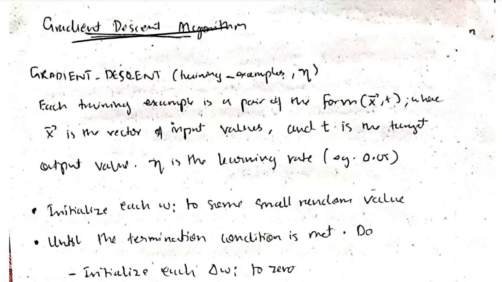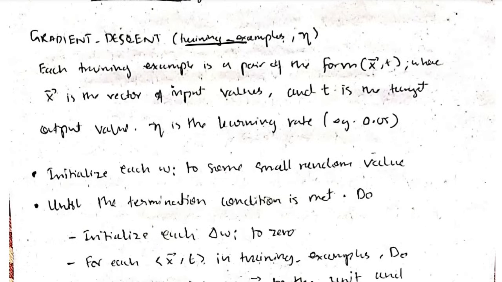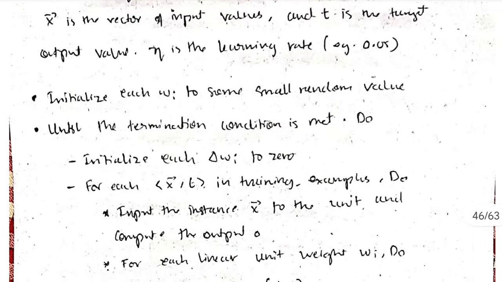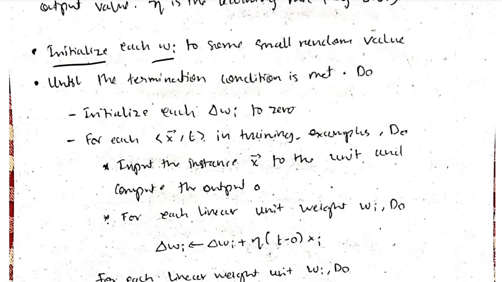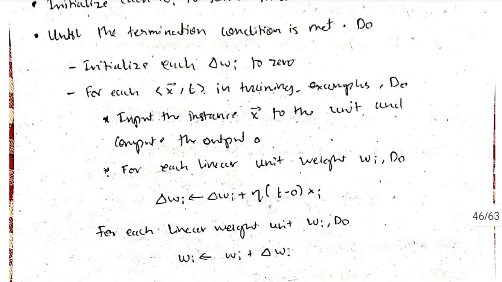Then we have the gradient descent algorithm. For the same thing which we did above, there is a simple algorithm. We have training examples and the learning rate. Each of the training examples is in the form of x vector and t, where x is the vector of input values and t is the target value. We have some input values, we need to get the target value, and the learning rate is given. These are the three parameters. Initialize each wi to some small random value. Just take the initial weights as some random value. Until the termination condition is met, do the following. So what is the termination condition? I have reached the target value.